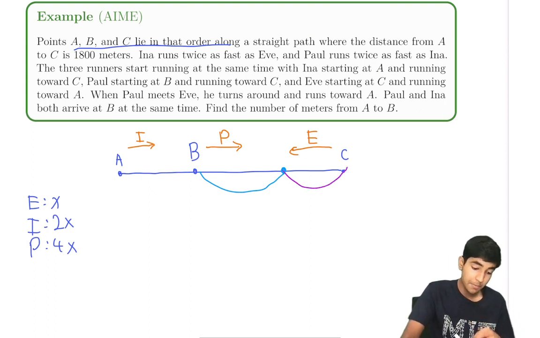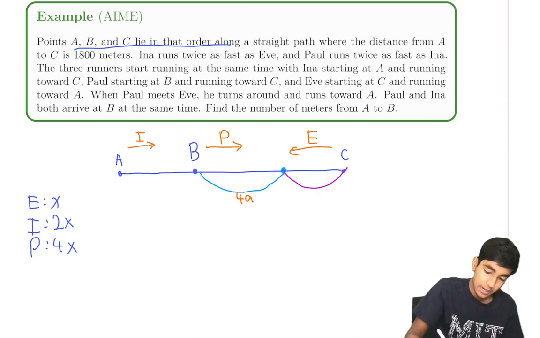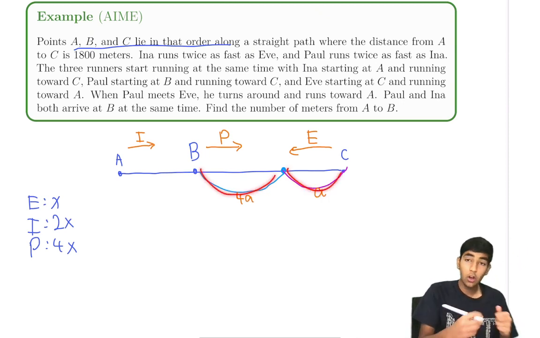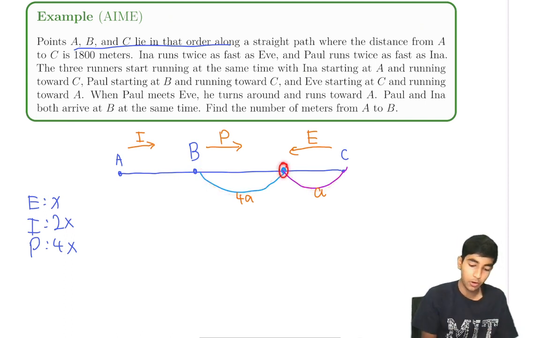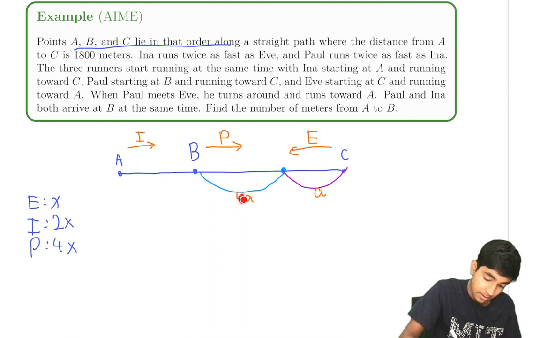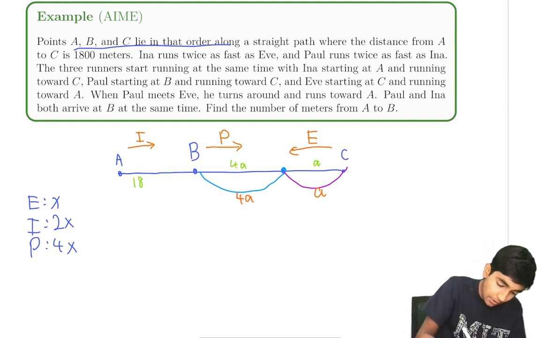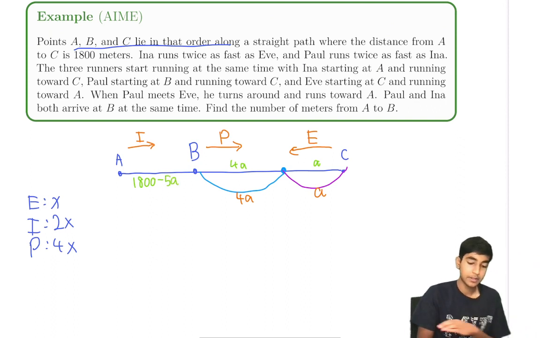But remember, Paul runs 4 times faster. So whatever this distance is, let's call it 4a, will be 4 times this distance. Because Paul runs 4 times faster than Eve, so we'll have covered 4 times the distance once they both converge at this point. Okay. So let's call this distance over here 4a and a, and then this will be 1800 minus 5a from A to B. Cool.